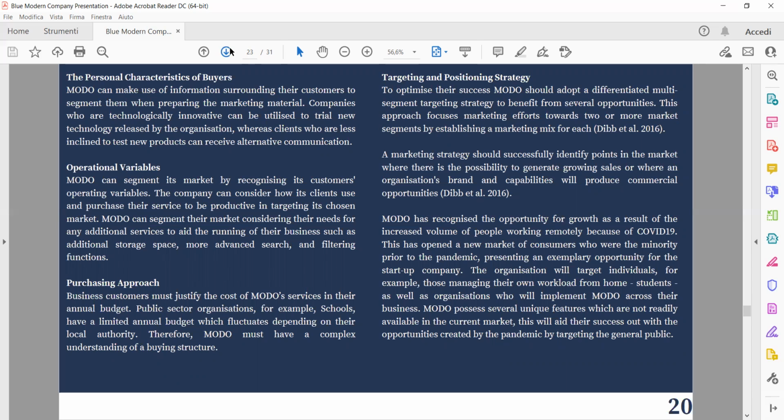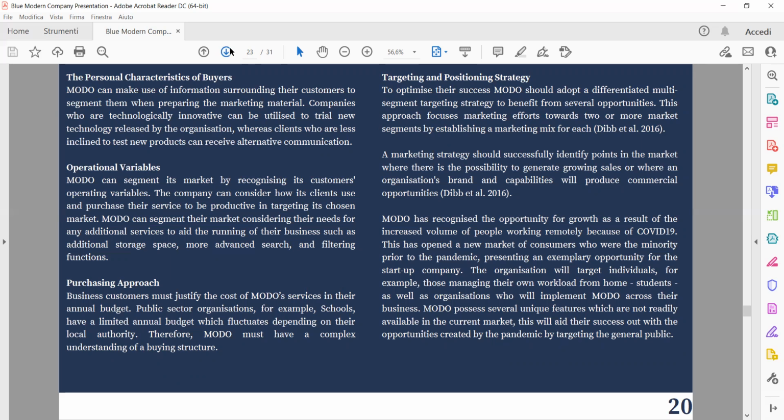When looking at our targeting and positioning strategy, to optimise their success, we believe MODO should adopt a differentiated multi-segment targeting strategy, where they will focus their marketing efforts towards 2 or more market segments by establishing a marketing mix for each. MODO have recognised the opportunity of growth due to the increased volume of people working remotely because of COVID-19. This has opened a new market of consumers who were the minority prior to the pandemic.